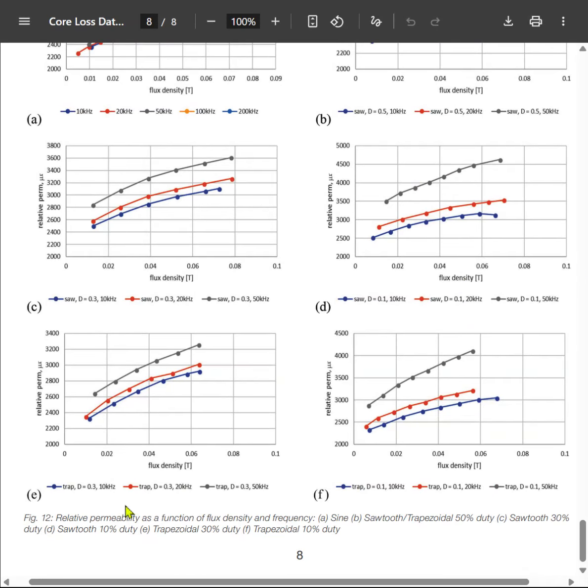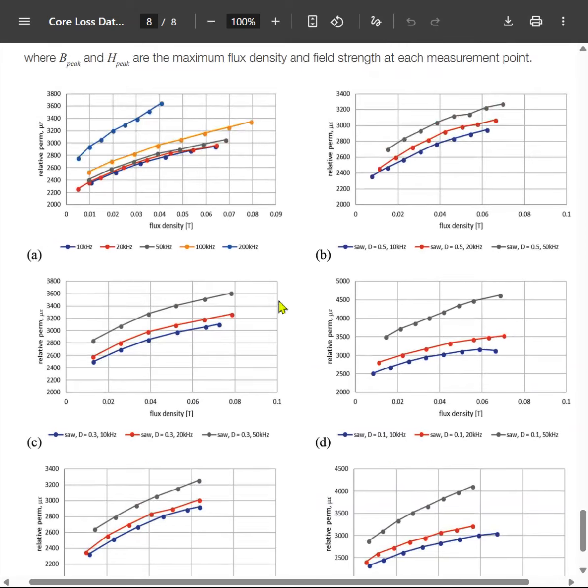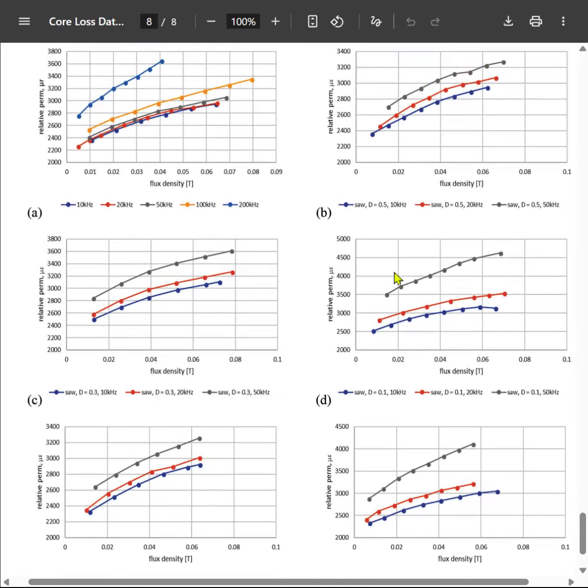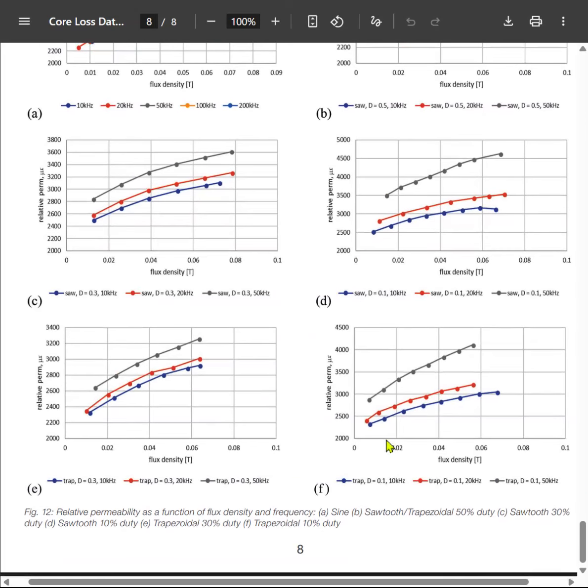And if we see here at 0.3 duty cycle for the trapezoidal waveform, which is the practical waveform we get in SMPS, at 30% duty cycle and 50 kilohertz frequency, we are getting almost 0.06 with 3200 to 3300. If we see this one, 0.03, and this one, the values are almost similar but the lines are different. So this is all for the trapezoidal waveform. For trapezoidal, at a lower duty cycle you get low flux density and a higher relative permeability, and for a little higher duty cycle and higher frequency, you get low flux density and low relative permeability.